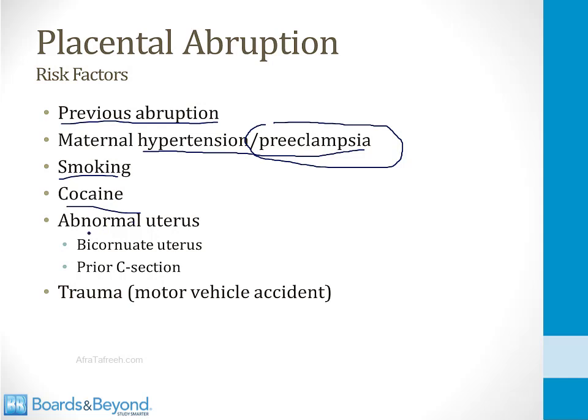If a woman's uterus is abnormal, she's at risk for abruption. So if she has a bicornuate uterus, which is an abnormally shaped uterus, or if she's had a prior C-section and there's scar tissue in her uterus, then she's at increased risk for abruption. And then finally, any type of trauma, including a motor vehicle accident, can potentially lead to a placental abruption.